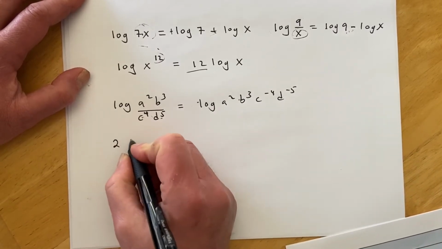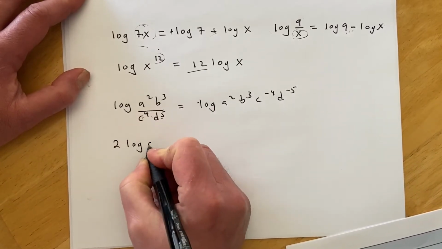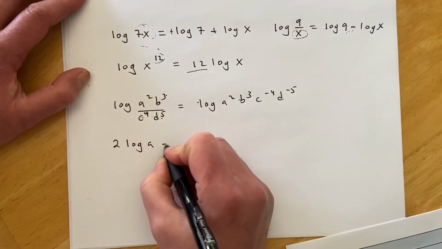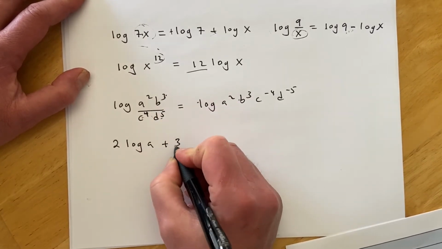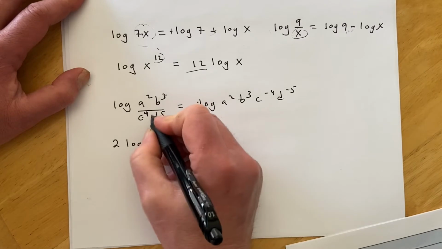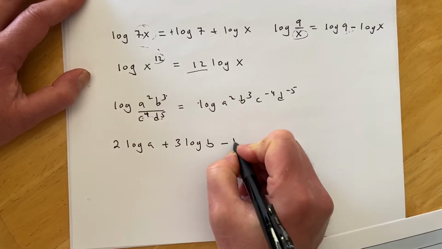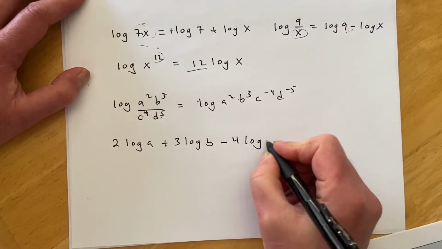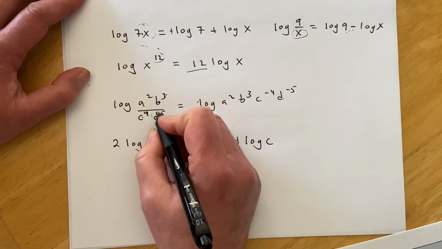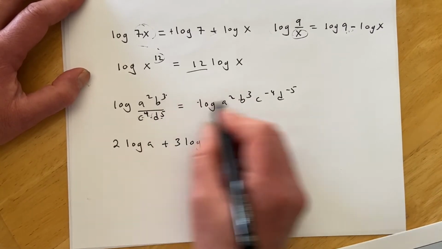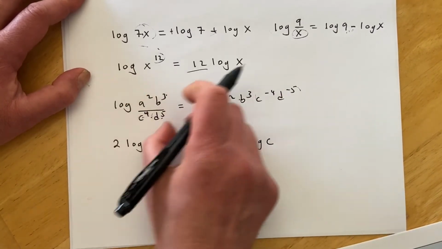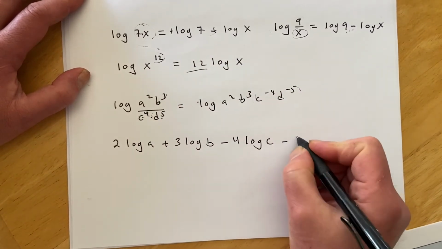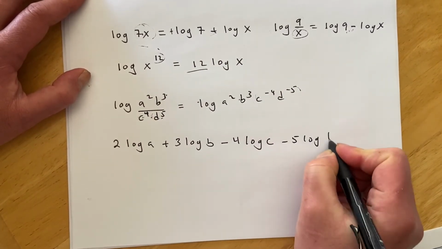So this is going to be 2 log a, and then 3, and it'll be positive because it's from the numerator, log b, and then this is out of the denominator, so it'll be a minus 4 log c. This is also in the denominator. I know they're multiplying and people want to put a plus there, but think of what the exponents would do if you bring them up. They're both negative, so that's minus 5 log d.